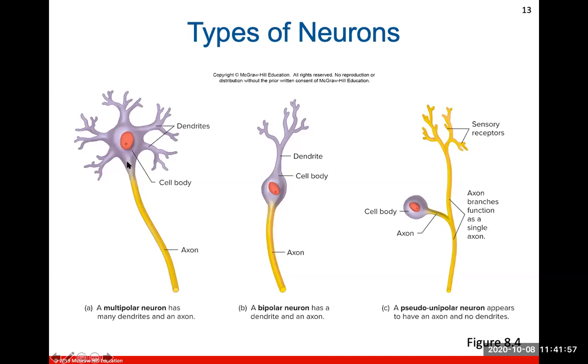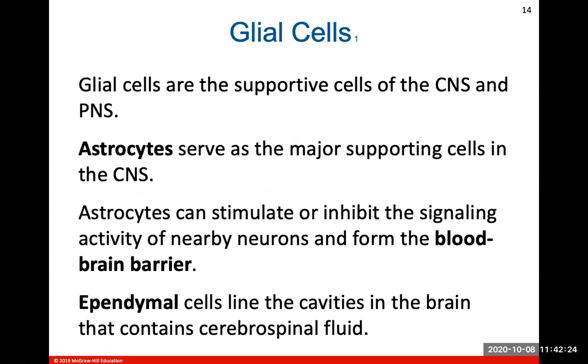So here's a multipolar neuron, the picture we initially showed to describe some of the anatomy of the neuron itself. And then a bipolar neuron you can see has a dendrite and an axon, and this pseudo-unipolar neuron appears to have an axon and no dendrites. And it kind of is shaped in the shape of a T with the cell body off to the side. So those are the types of your neurons, the structural component. So then we get to glial cells. And again, these are the supportive cells of your central nervous system.